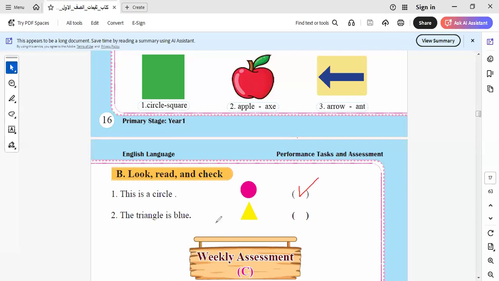Is it a triangle? If the triangle is blue, is it blue? No, it's not blue. It will be here yellow. So here we have a mistake. It will be here yellow, not blue. Let's continue the rest of the exercise.